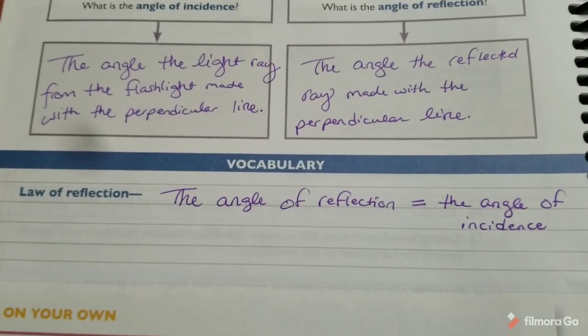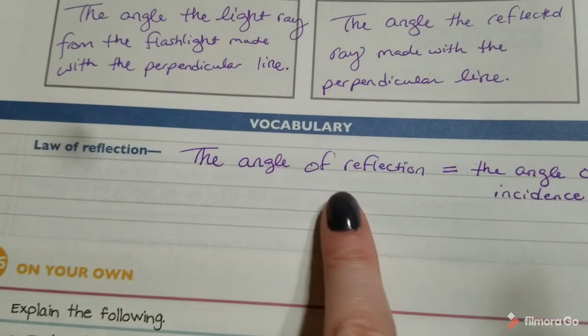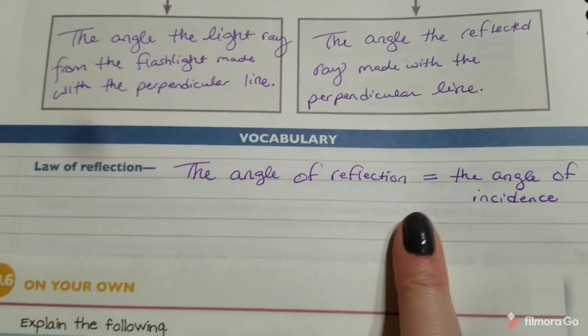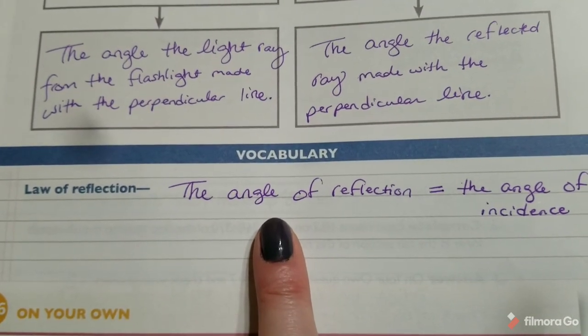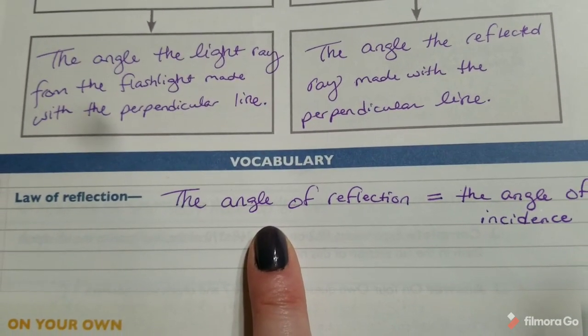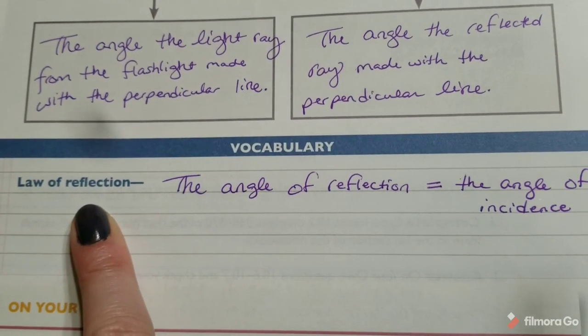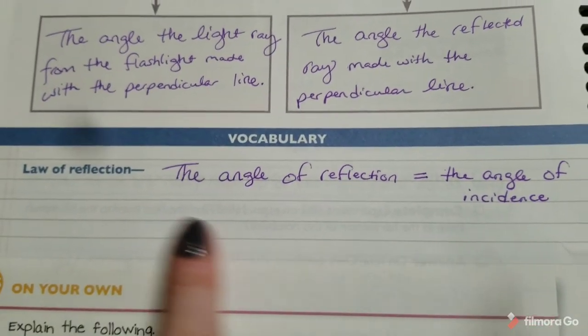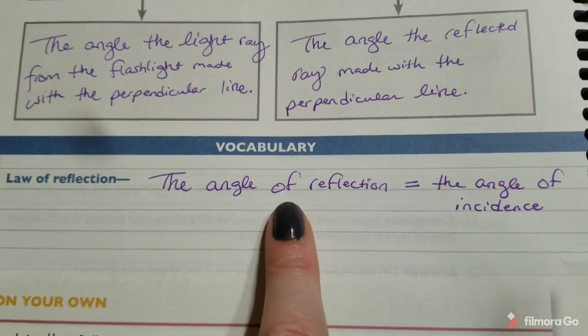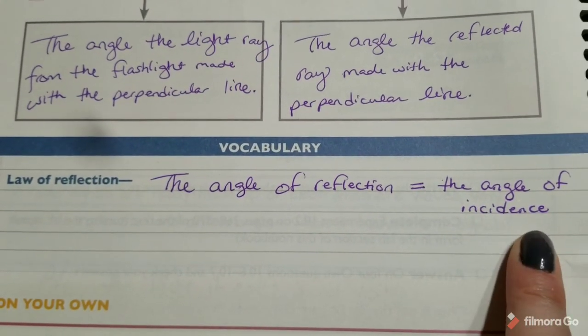But this right here is important. And when anybody who is a teacher is telling you something like this, this is a hint. It's probably on a test. So the law of reflection is: the angle of reflection equals the angle of incidence. What is the law of reflection? The angle of reflection equals the angle of incidence.